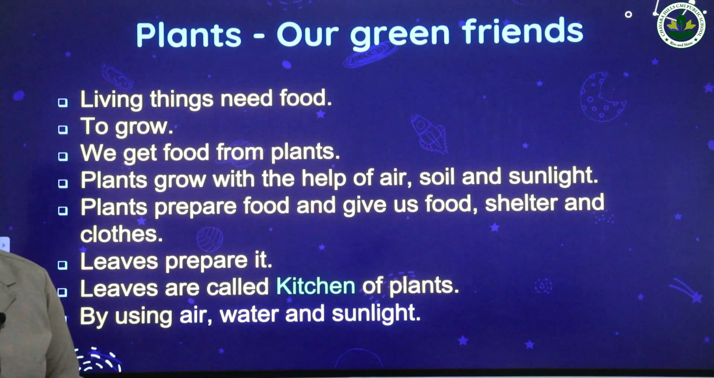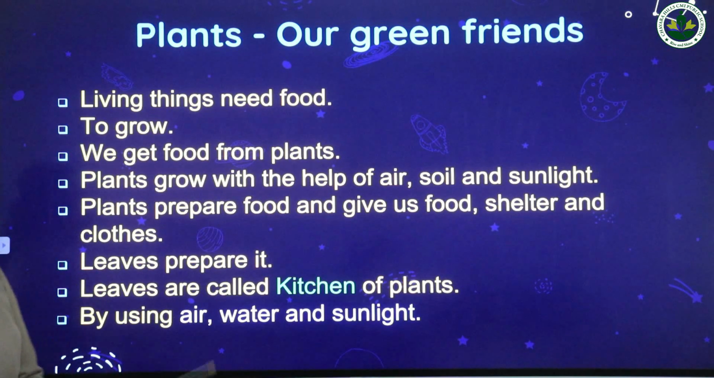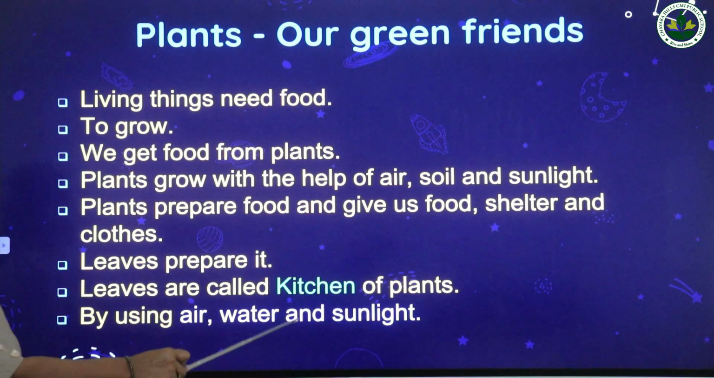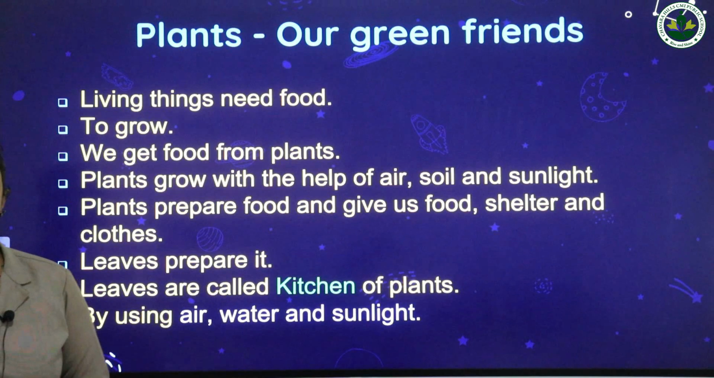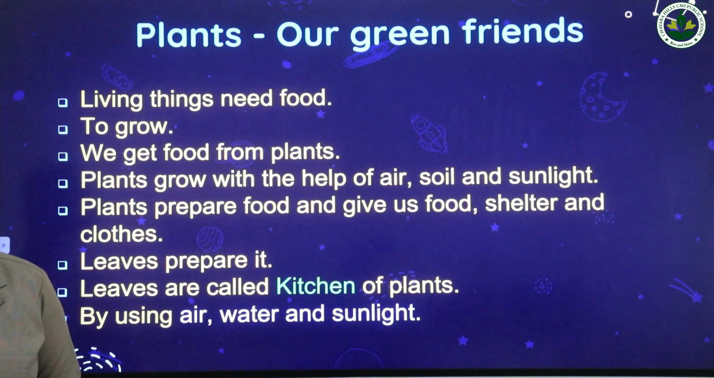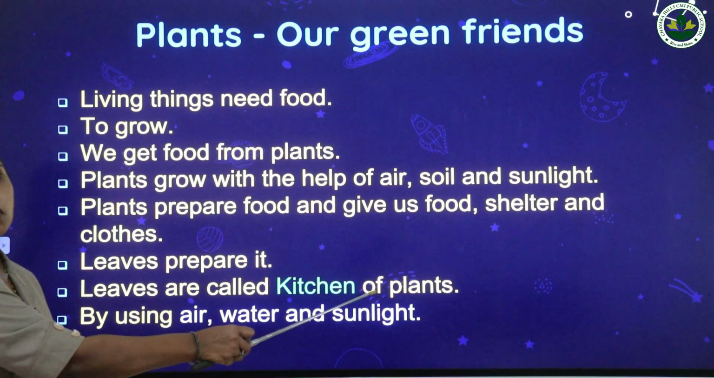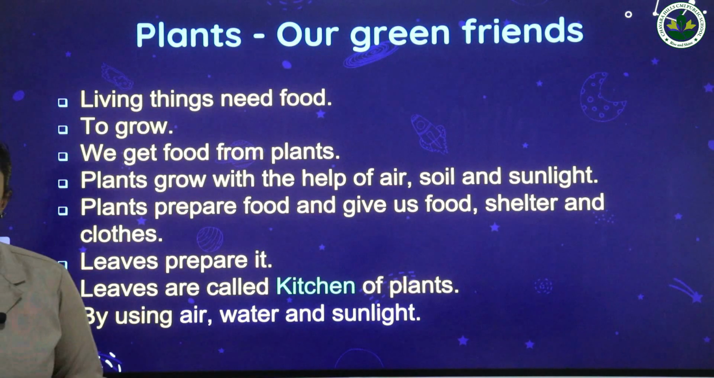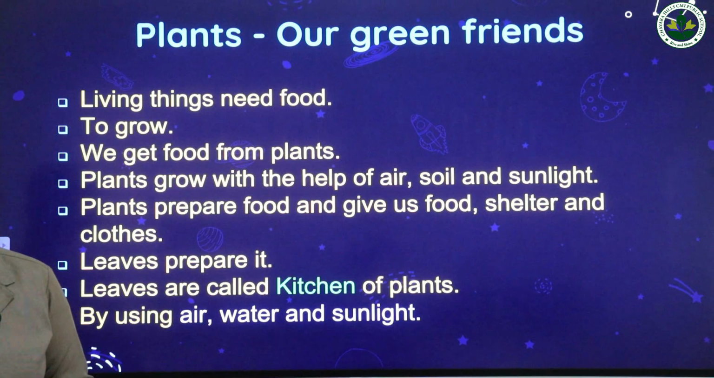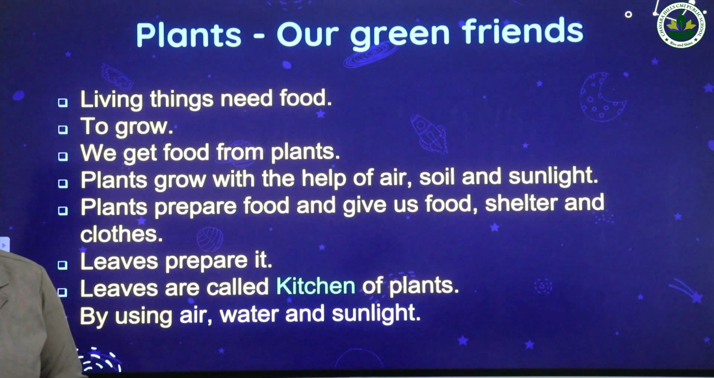So which are the different things that plants use for making food? They are air, water and sunlight. Now which is the kitchen of a plant? Yes, it is the leaves. Leaves are called the kitchen of plants. Do plants prepare food themselves? Yes, plants prepare their own food. Where do we get food from? We get food from plants and animals.